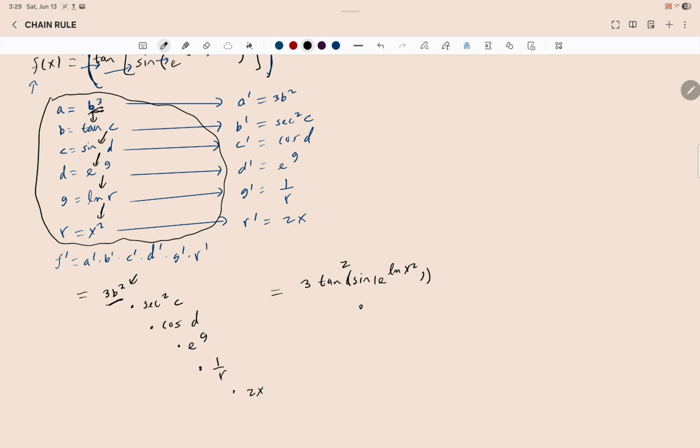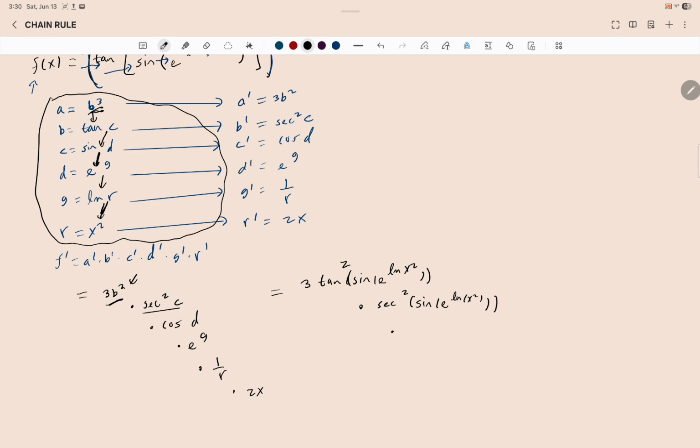Cool. So now going down to the next one, which is secant squared of c. You have secant squared, and remember c, it's here. Okay, so now I hit sine, and then from sine of d, it's what? e^g. But remember, g, it's what? ln of r. But remember, r, it's what? x squared. x squared.